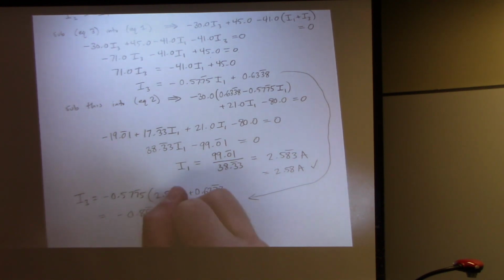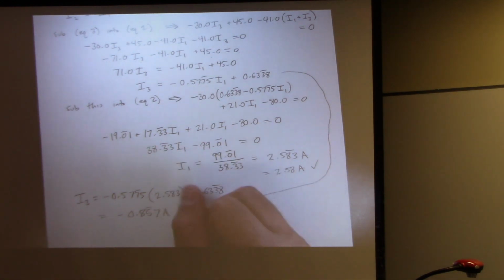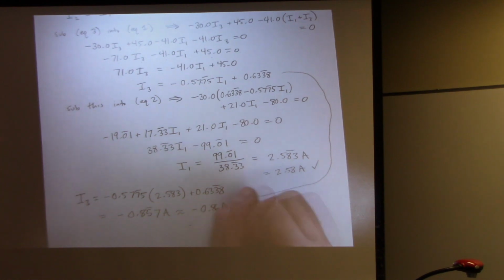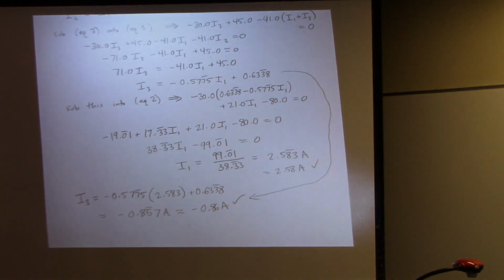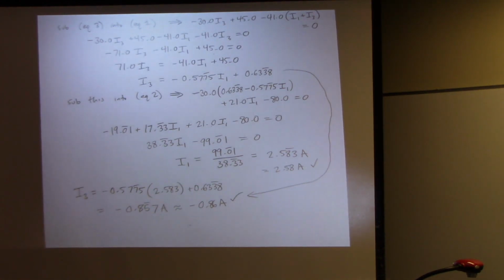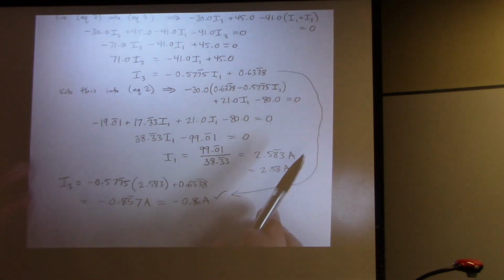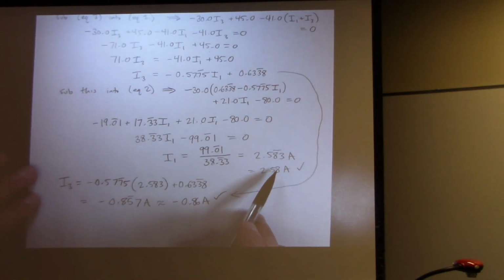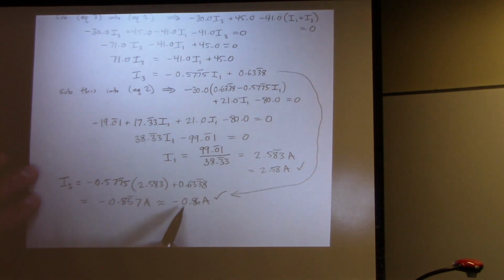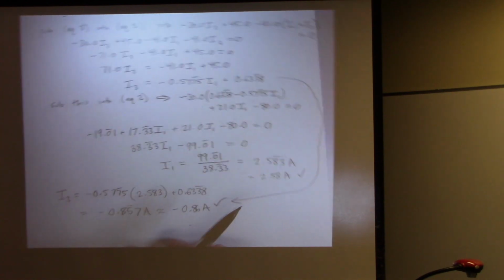0.857 amps, which rounds off to about 0.86 amps. So notice how the first one we solved for came out positive. What that's telling us is the direction we assumed initially was correct. This one came out negative, which means the actual current is flowing in the other direction. So I3, we assumed the wrong direction to start off.